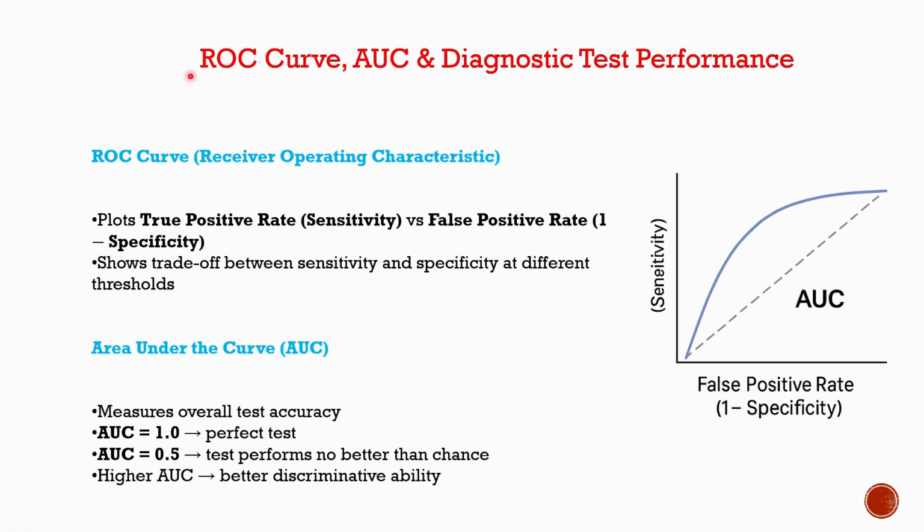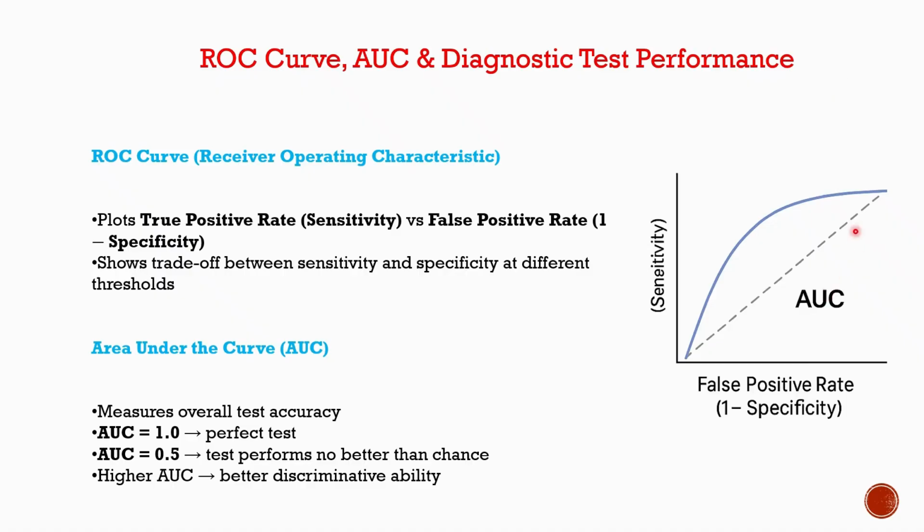Now we will talk about the ROC curve, AUC, that is area under the curve, and the diagnostic test performance. First we will look into the ROC curve. How will we plot this? It has sensitivity on the y-axis, and on the x-axis it has false positive rate or 1 minus specificity. An ROC curve plots sensitivity versus 1 minus specificity at all possible thresholds, showing the trade-off between detecting true positives and avoiding false positives.